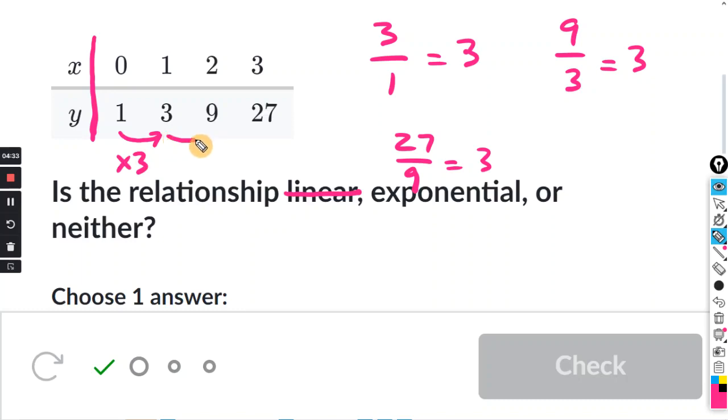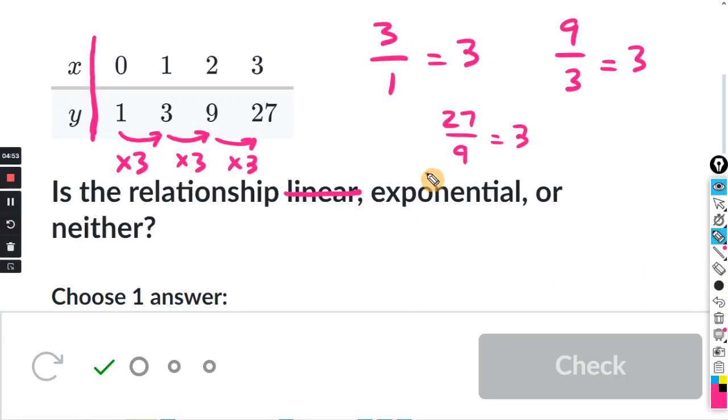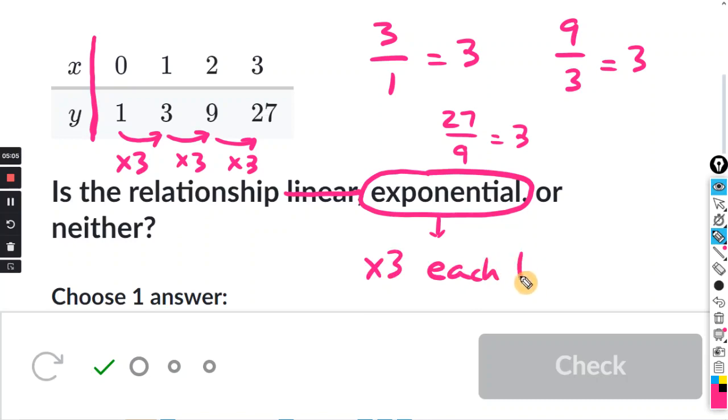Some of you can do this in your head. You can see that it's times 3. Really, you only need to do it twice. I did it 3 times just to make sure. But if you do it twice and it works, that should be good enough. So this one here is exponential, and that's because it's times 3 each time. That's for the y values. Exponential.